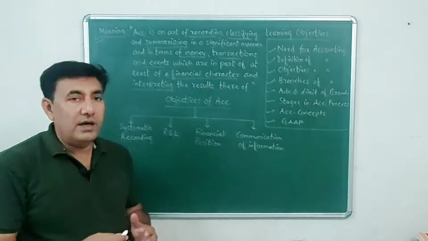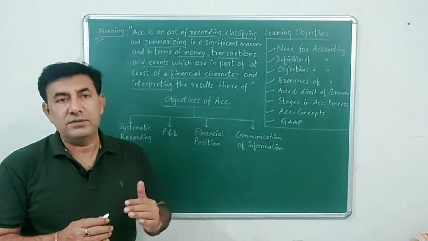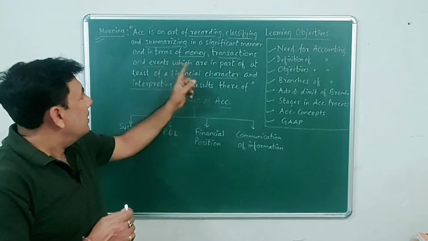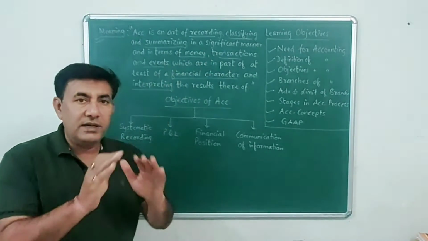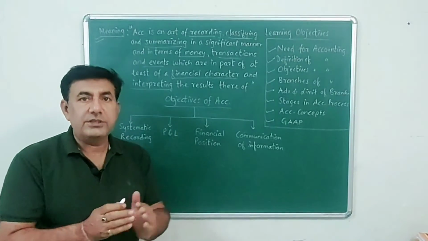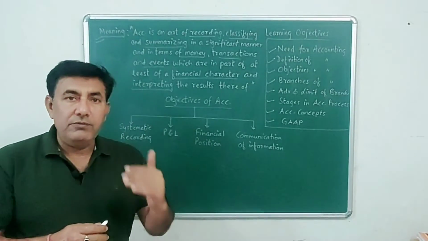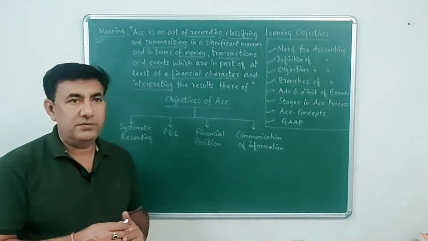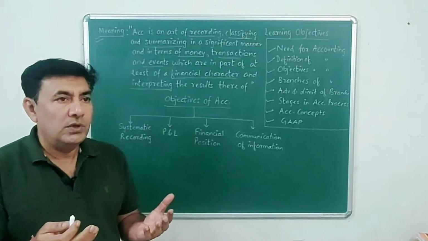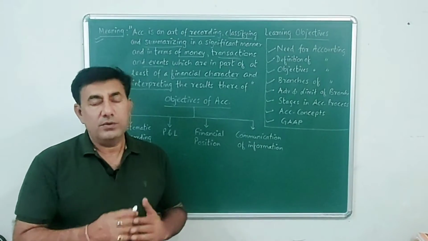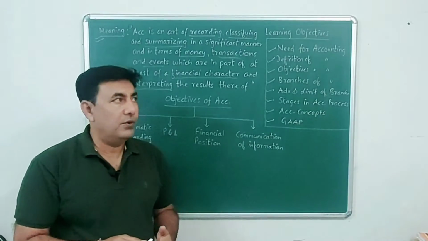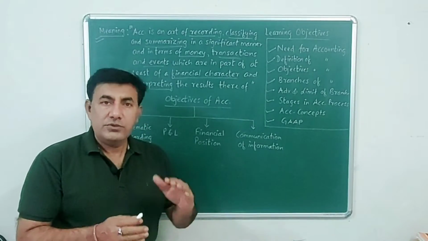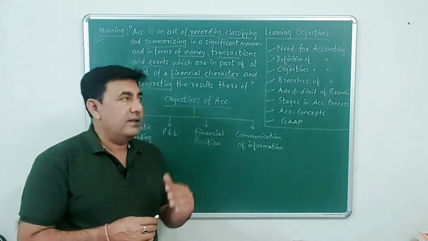The words which I have underlined are the important functions of accounting: recording, classifying, summarizing. The events are money transactions, they are financial transactions. The transaction should be financial in nature, or should involve only monetary benefits, and interpreting the results thereof. That means to interpret, to analyze, to sum up the results from this accounting. Later in this video, we'll be studying all the definitions of accounting, so you'll have a clear understanding by then.